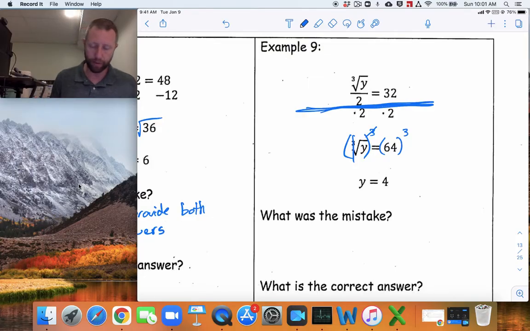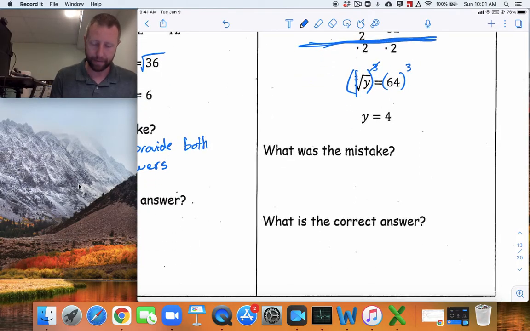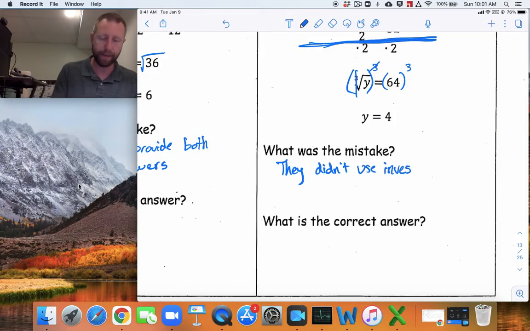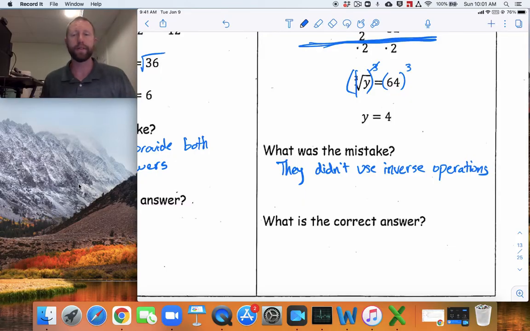Okay, so what was the mistake? They didn't do the opposite. They just took the cube root of both sides. Well, that's not how you get y by itself. You have to do the opposite, right? So they didn't do the opposite, or they didn't use inverse operations. And then what is the correct answer?